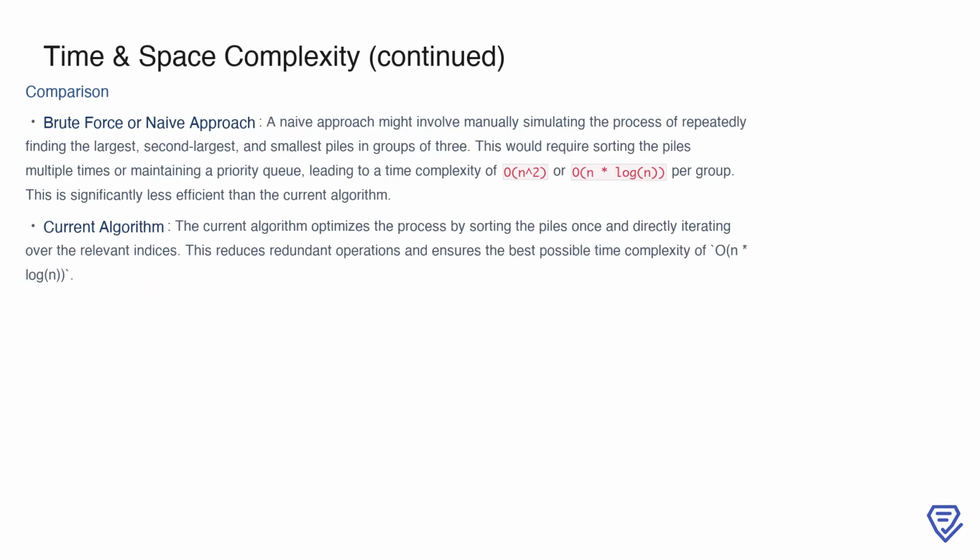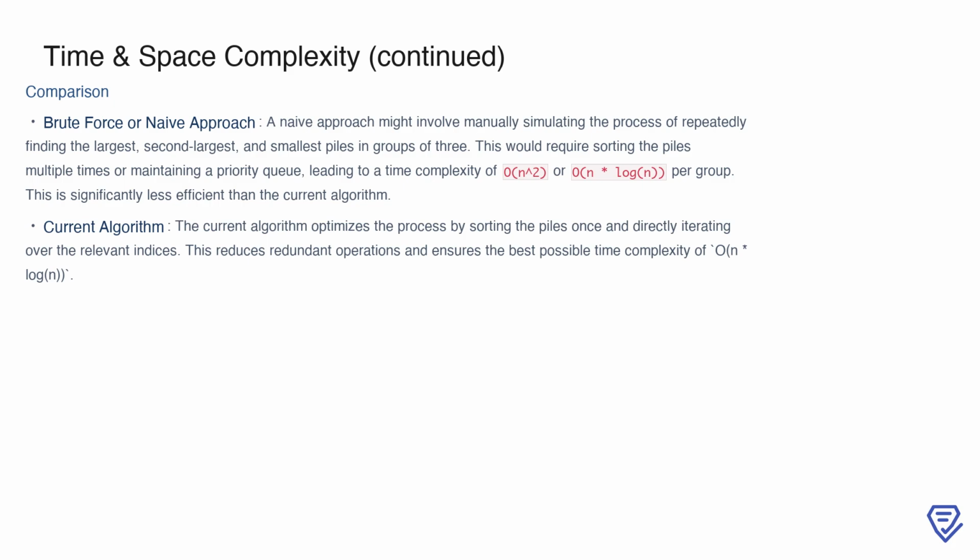To better understand the efficiency of this approach, we can compare it to a brute force or naive method. A naive solution might involve repeatedly finding the largest, second largest, and smallest piles within groups of 3, simulating the process manually. This would often require sorting the piles multiple times or maintaining a priority queue to extract elements, which could lead to a time complexity of O(n squared), or O(n log n) for each group. This approach is much less efficient than the current algorithm.